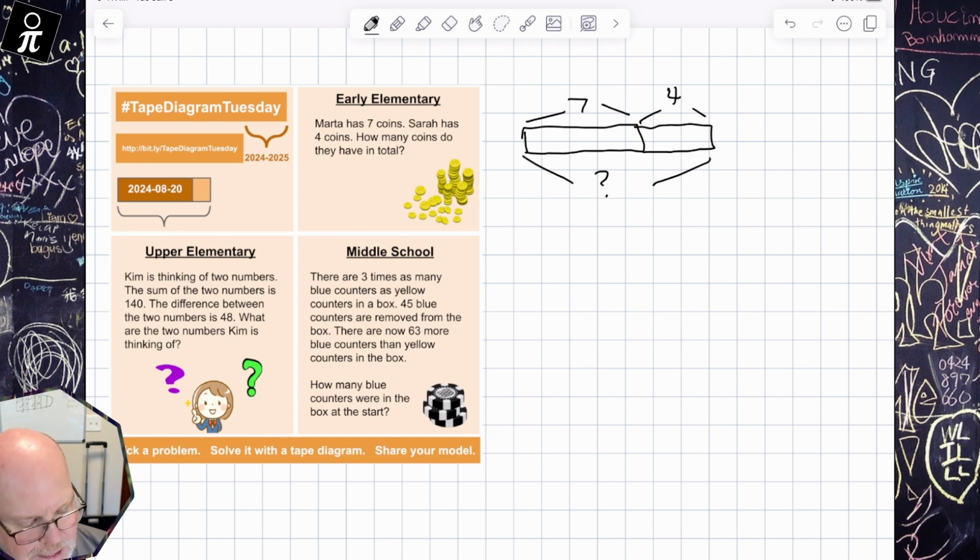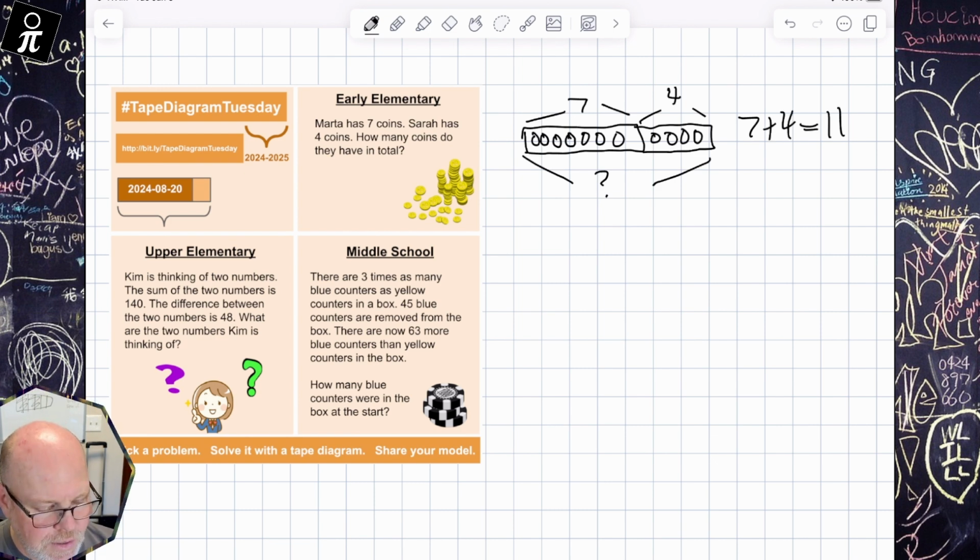And so we could see that this idea of 1, 2, 3, 4, 5, 6, 7, 1, 2, 3, 4. And of course, the answer 7 plus 4 equals 11. Now, did the students have to draw in these extra coins, these little coins like that? No, they could have done it as those generic rectangles. But there's my model for the early elementary.